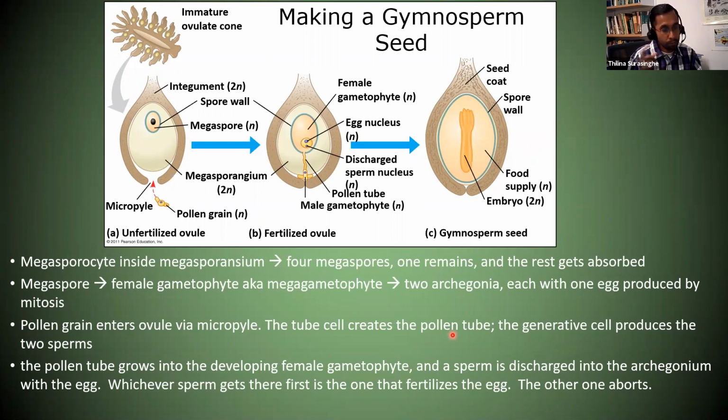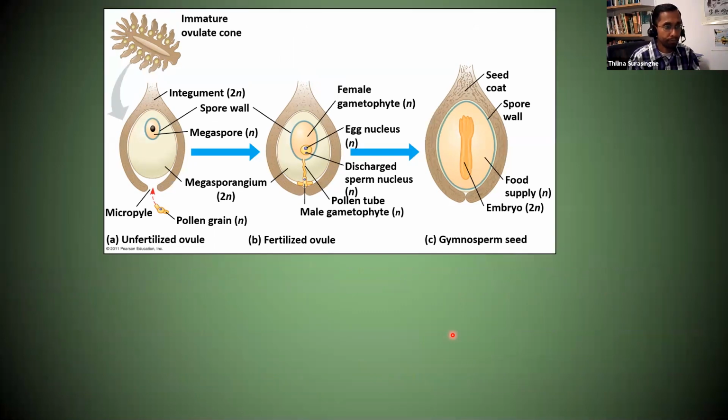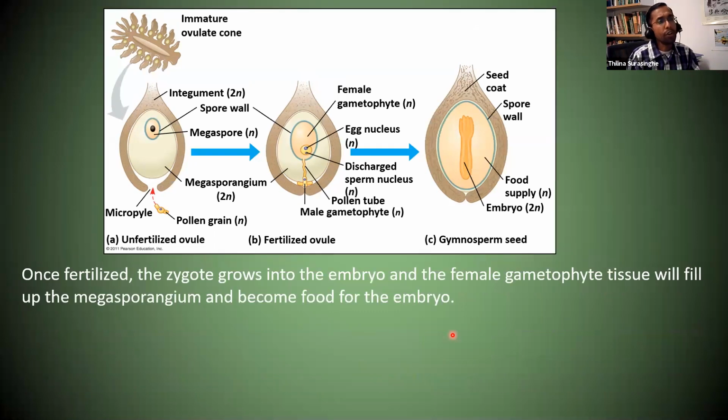A sperm is discharged into the archegonium that contains the egg, and randomly out of the two eggs, one of them will get fertilized. Immediately, the other one will be aborted. So now, once fertilized, the zygote grows into an embryo. Zygote is unicellular, it's diploid, it becomes an embryo, which is multicellular.